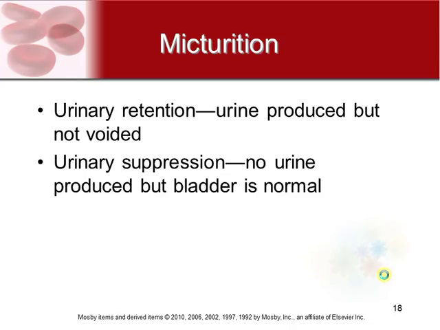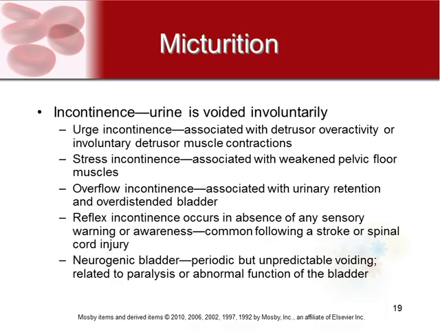So urinary retention. Urinary retention is when there's urine produced, but it's not voided. Urinary suppression is when there's no urine produced, but everything in the bladder is functioning fine and normally. So retention, you're making it, but you can't get it out. Suppression, you're not making it, but you could get it out if you did make urine. Incontinence. So incontinence is when urine is voided involuntarily. There are a few different kinds of incontinence.